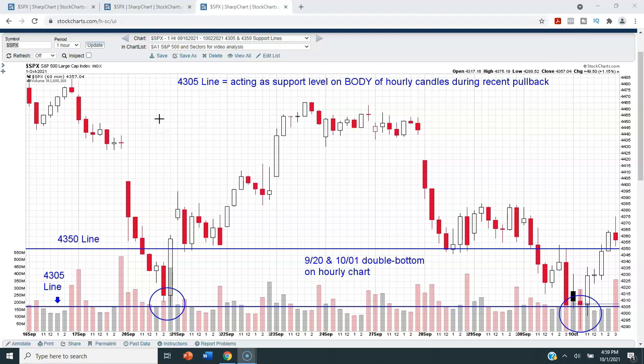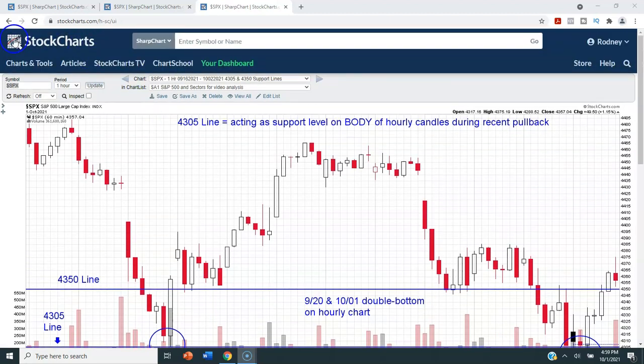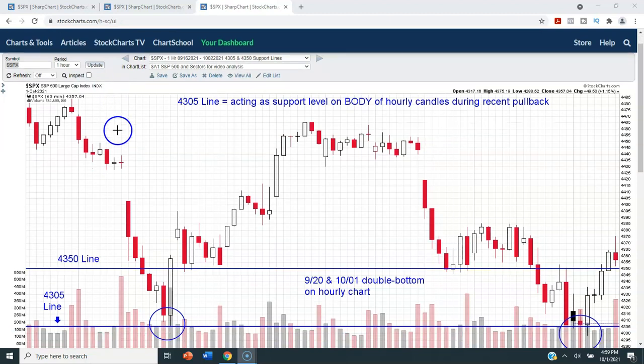Today we will be doing technical analysis on the S&P 500 for the week ending Friday, October 1st, 2021. And for this analysis, we will be using stockcharts.com.